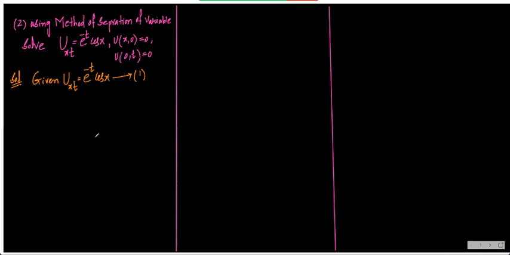Can you tell me, you got the idea now? Tell me how to continue the class. Let the complete solution of equation number 1 be, how to take the complete solution? u of x comma t is equal to, how many variables are there? There are only two variables, and those two variables are x and t only.